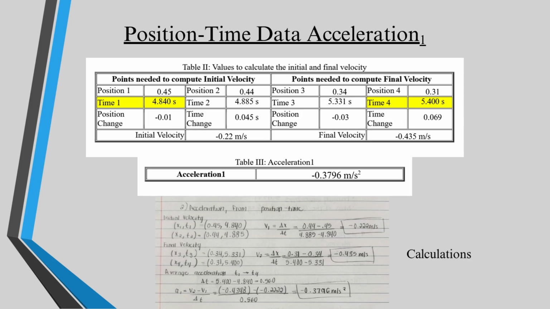0.4348 meters per second. After we found both the initial and final velocity, we can finally find the acceleration using the equation acceleration equals final velocity minus initial velocity over the change of time. To do this, we first find the change of time using t equals 5.400 minus 4.840, which equals 0.560. With that, we plug in all of our variables: acceleration equals negative 0.4348 plus 0.2222 over 0.560, which equals negative 0.3796 meters per second squared.